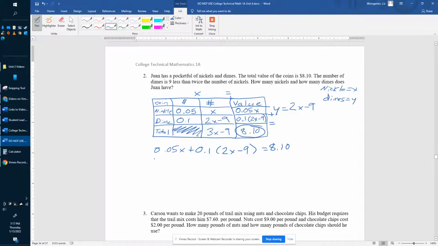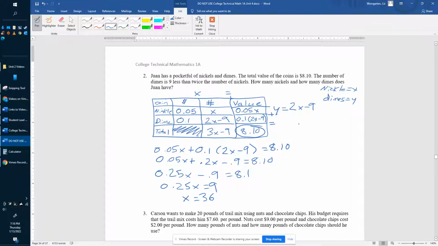We'll distribute, and we get 0.05x plus 0.2x minus 0.9 equals 8.10. Combine like terms, 0.25x minus 0.9 equals 8.1. Add 0.9 to both sides, 0.25x equals 9. Then we'll divide both sides by 0.25, which is the same thing as multiplying by 4, so we get x equals 36.